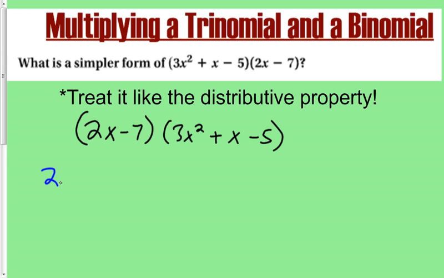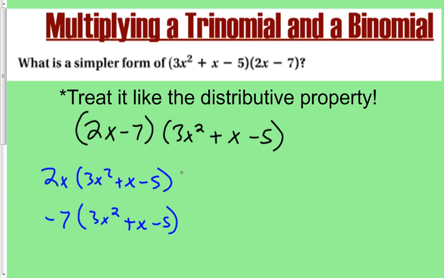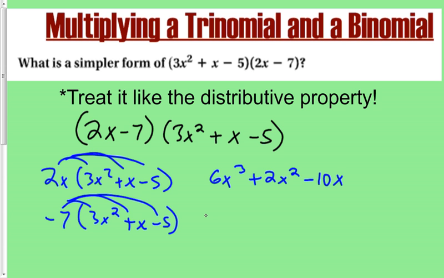You'd be doing 2x times the 3x squared plus x minus 5, and then we'd be doing the minus 7 times the 3x squared plus x minus 5. And then we're going to, of course, add those together at the end. So let's do that real quick. Distribute. We have 6x cubed plus 2x squared minus 10x. And then on the bottom, when we distribute, we have negative 21x squared minus 7x plus 35.